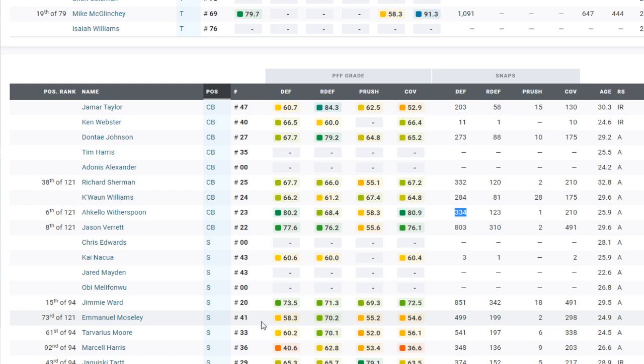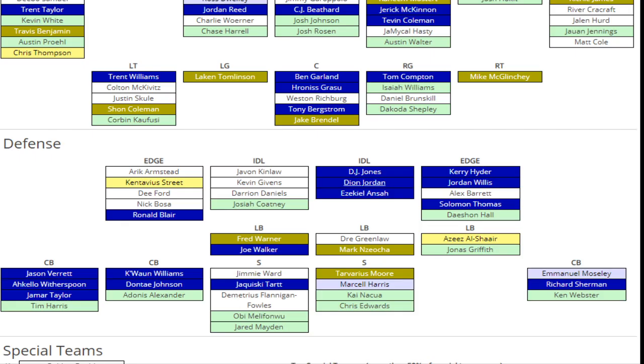Because you're going to get dinged on that too. You've got to figure that out. So I can go into snap counts and look. Either way, not great. So again, this is a pretty good resource that you need to look at.